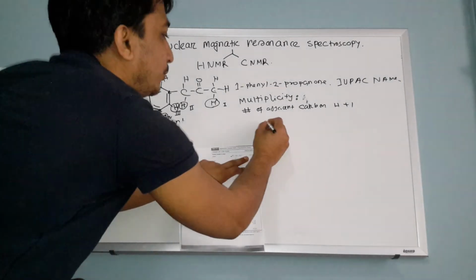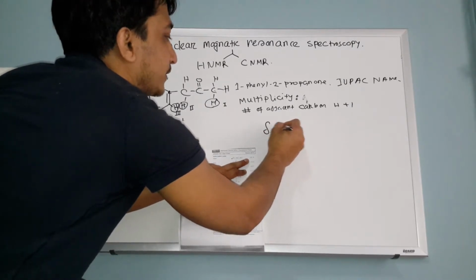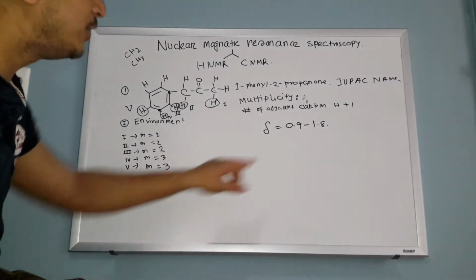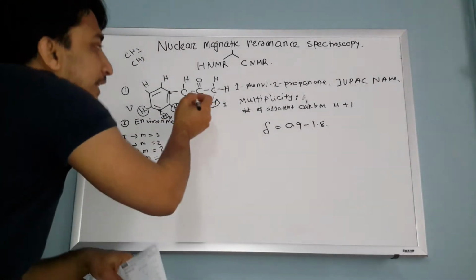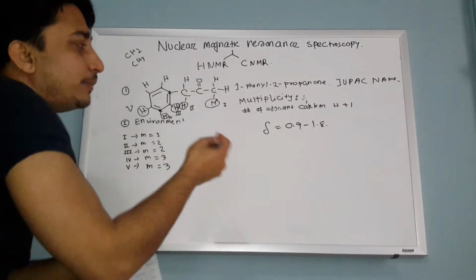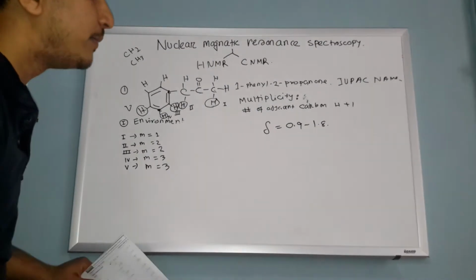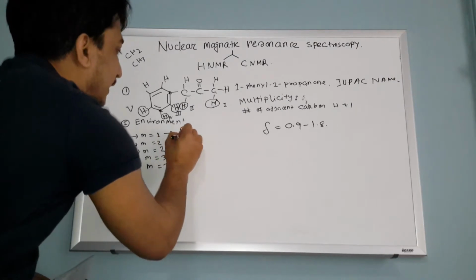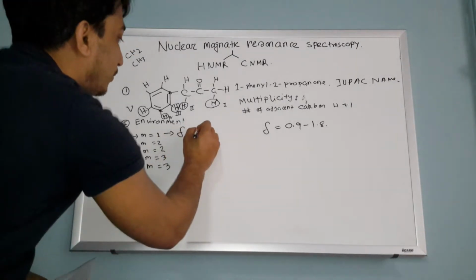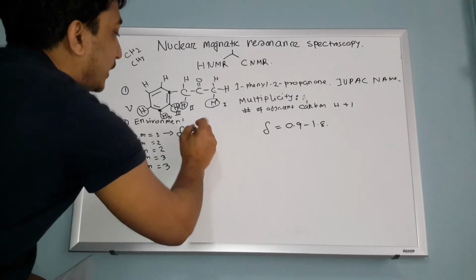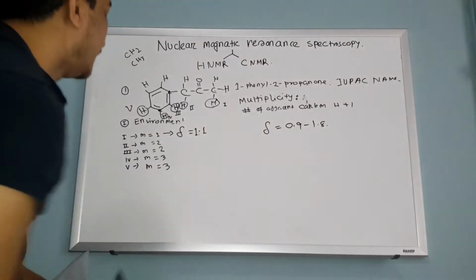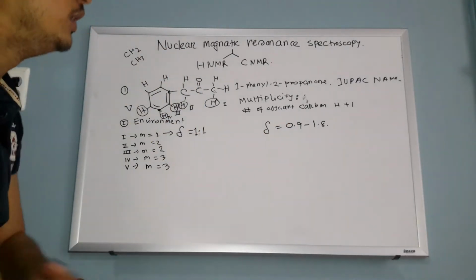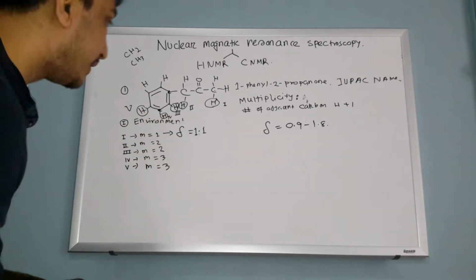So its delta value is approximately 0.9 to 1.8. But you cannot give 0.9 for this one. Why? Because the electronegativity of oxygen and carbon is a little bit higher. So give this one an approximate value. For environment number 1, you can give anything, like 1, 1.1, 1.3, 1.2. It's up to you, because the range is approximately 0.9 to 1.8. Go to the next one.